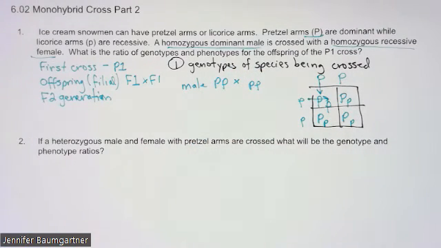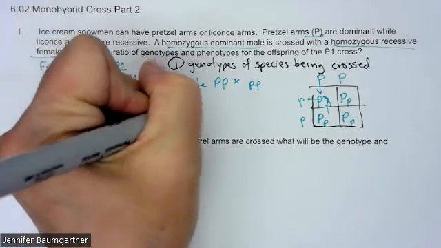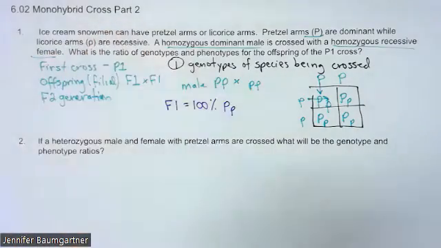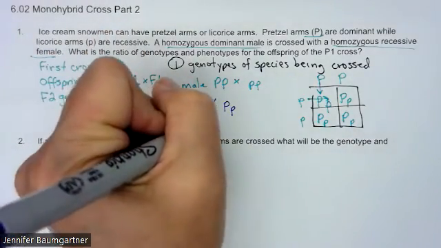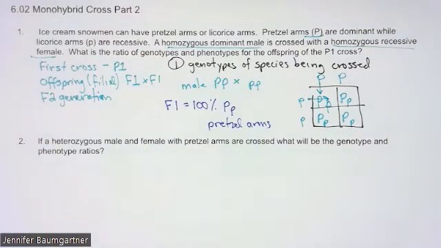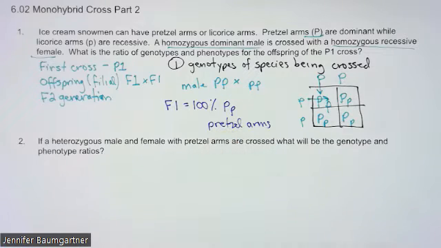So that means that my F1 will be 100% heterozygous. So my genotype, remember the genotype or the alleles is Pp. My phenotype is pretzel arms. So genotype are the alleles and phenotype is the way the organism looks.